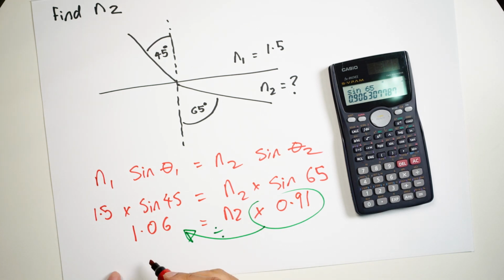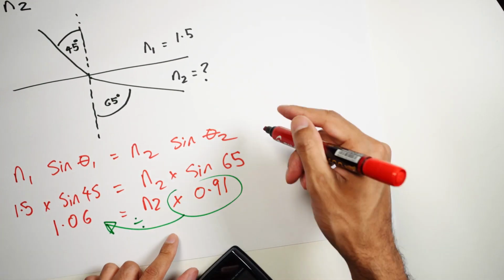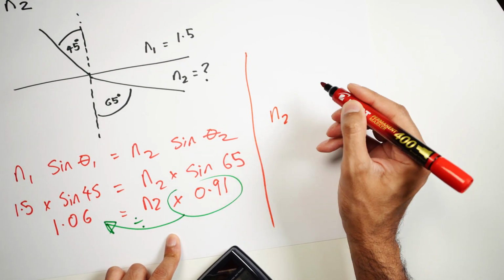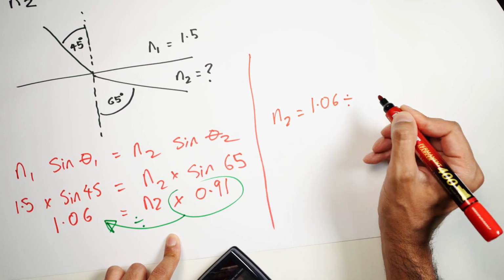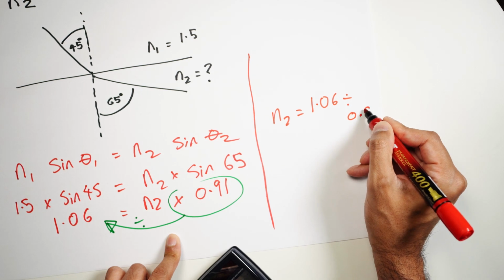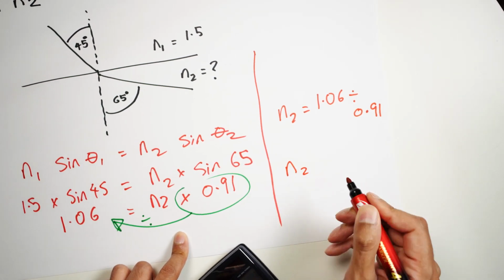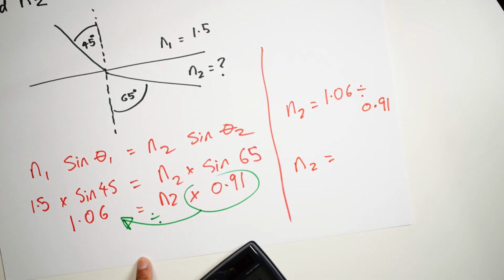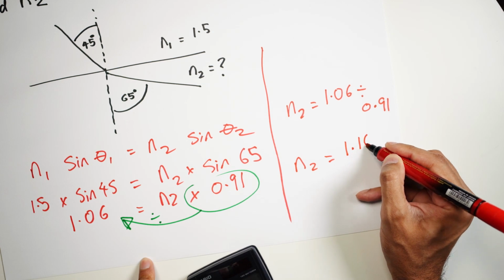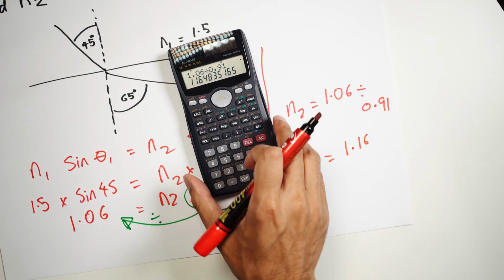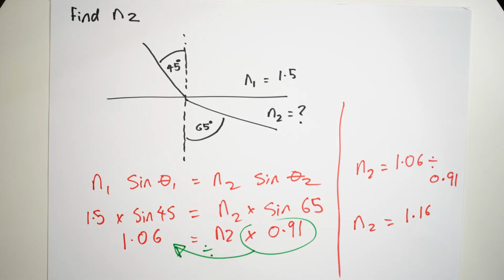So n2 equals 1.06 divided by 0.91, which equals 1.16. Okay, there we are. And that's it. That's how you work out problems using Snell's law.